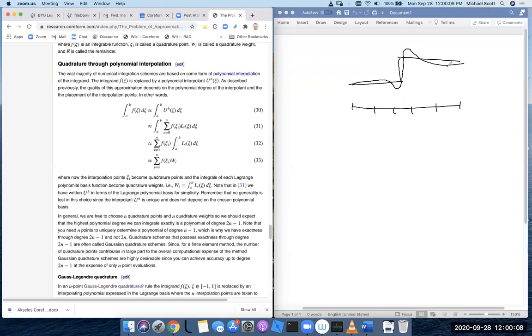Another observation here is the fact that the weights are the areas under the Lagrange functions. So if you have a second order finite element based on Lagrange polynomials. Lagrange, it's the Lagrange. Sorry. Lagrange, yeah.